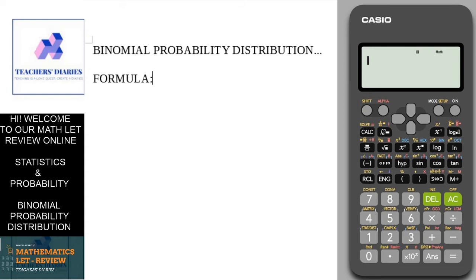Okay, here's the formula. Probability of x equal to NCX. That would be the combination formula. The small letter p raised to x, then multiplied to q raised to n minus x. So that would be our formula. Mao na tong formula sa binomial probability distribution.